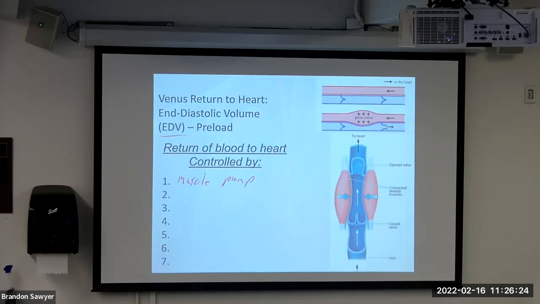Okay, and directly related to that is our respiratory pump. And really directly related to that also is the fact that our veins have one-way valves in them. Okay, so we'll start with those three first.